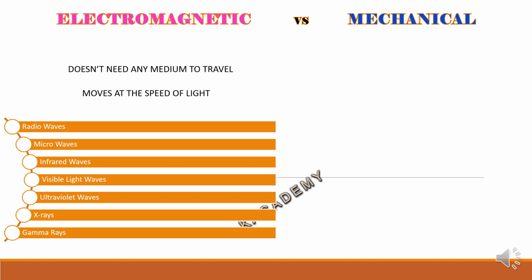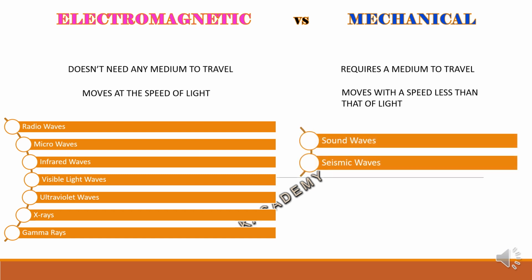On the other hand, mechanical waves do require a medium to travel, and that's why we do not see sound waves traveling in space or in vacuum, because they need a medium to travel through. And usually those waves, the mechanical waves, travel at speeds much less than the speed of light. Some examples of mechanical waves include sound waves and seismic waves.